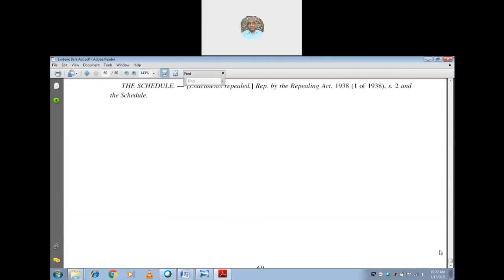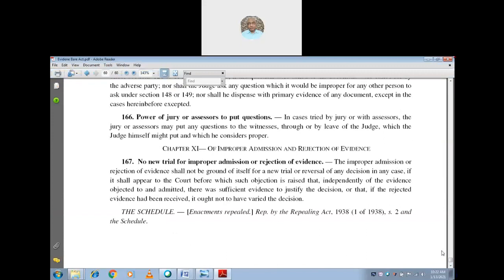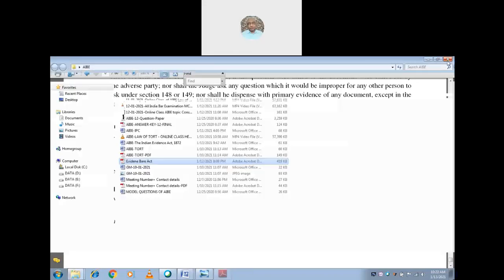Now you can see that. How many sections are there? 182. Is it the old sections 177, 167? 167 plus 15, sir. What is 15? 167, sir, and then afterwards, in 2000, 15 sections were added. Total sections are 182. So chapter 11 has only one section.